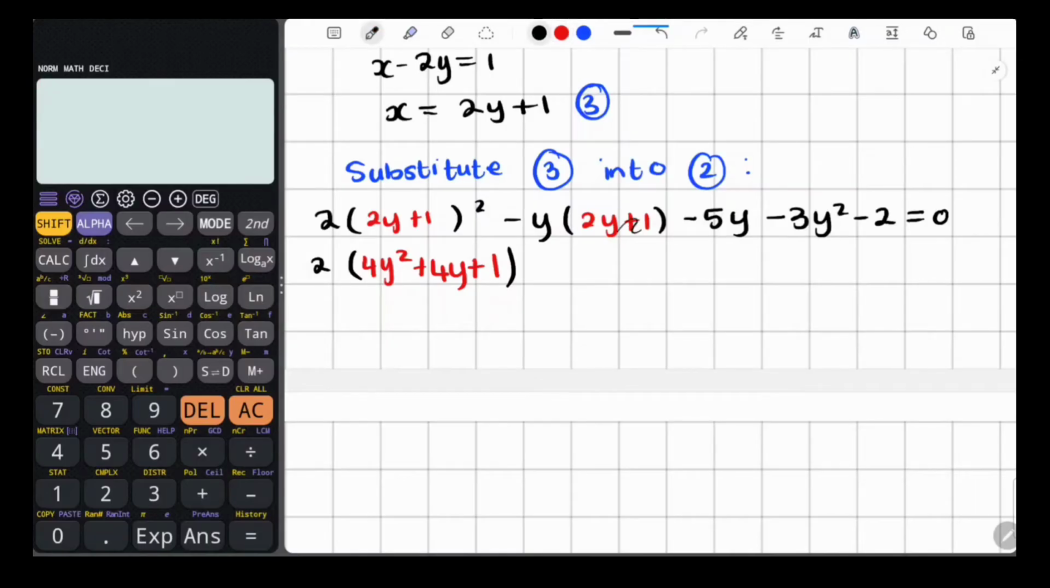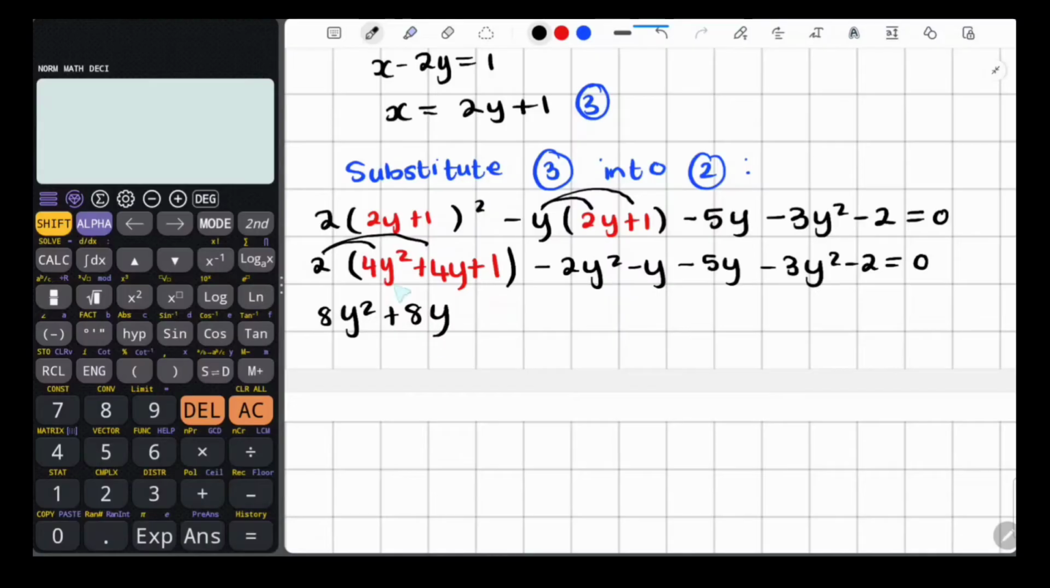Then we have this over here. You can already start foiling out from here. So negative y multiplied by 2y, that's negative 2y squared. Then negative y times 1, which is negative y. And then, of course, we have the minus 5y minus 3y squared minus 2 is equal to 0. Okay, so here we can start foiling out. That is going to give you 8y squared plus 8y and plus 2. And then over here, already start searching for like terms.